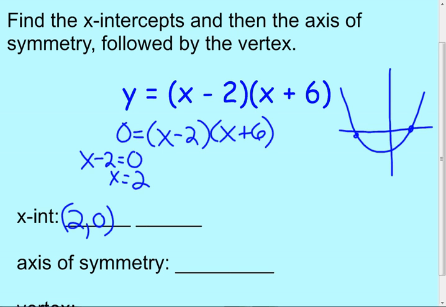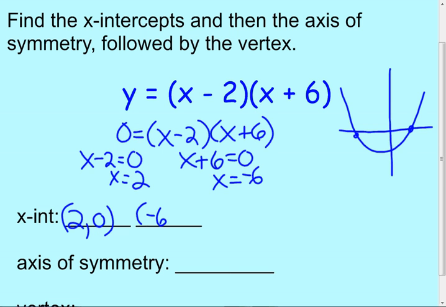Make sure you write them in ordered pair form, so it's easy to fix on your worksheet. And what about this one? X plus 6 equals 0. And Joey was right. X equals... What makes that 0? Not 6. 6 plus 6 is 12. -6. So it's -6, 0.